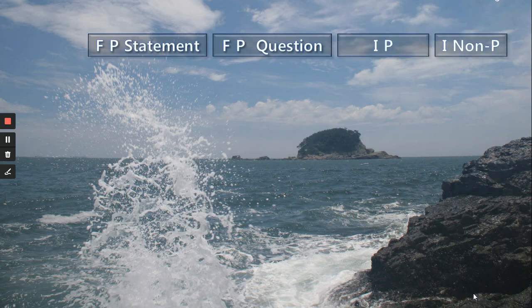Now we are going to practice. Formal polite statement: 습니다, ㅂ니다. And this is formal polite questions: 습니까 or ㅂ니까. Informal polite: 아요, 어요, 해요. Informal, non-polite, without 요.